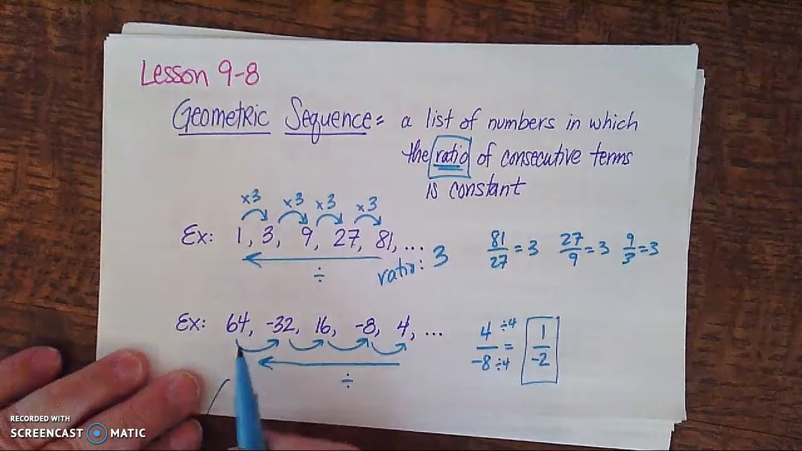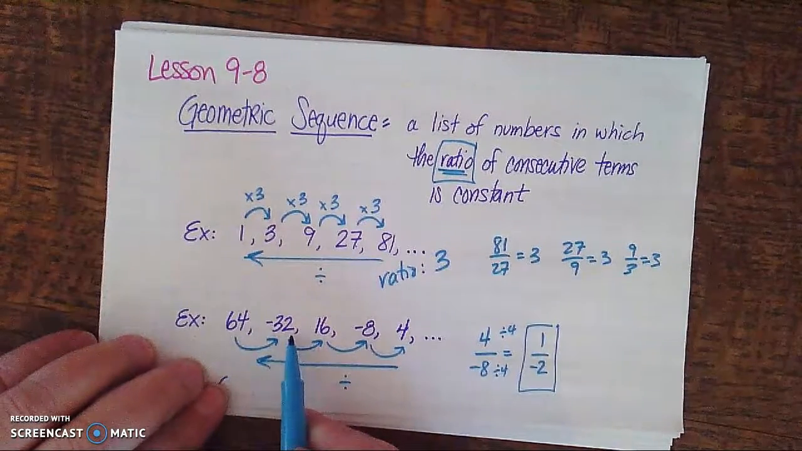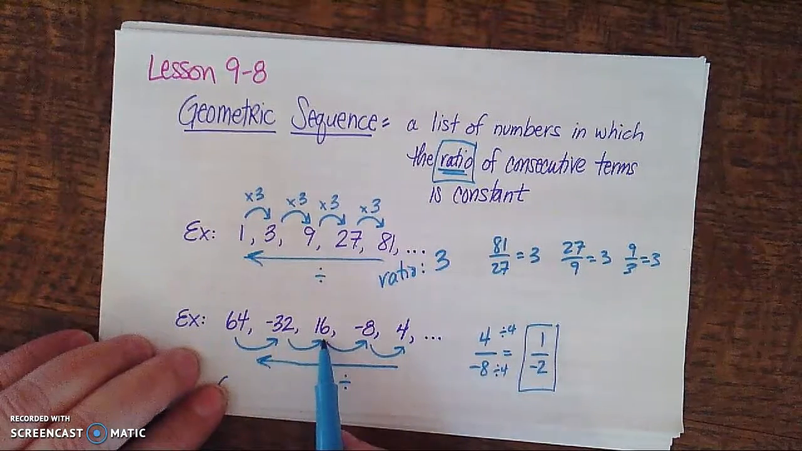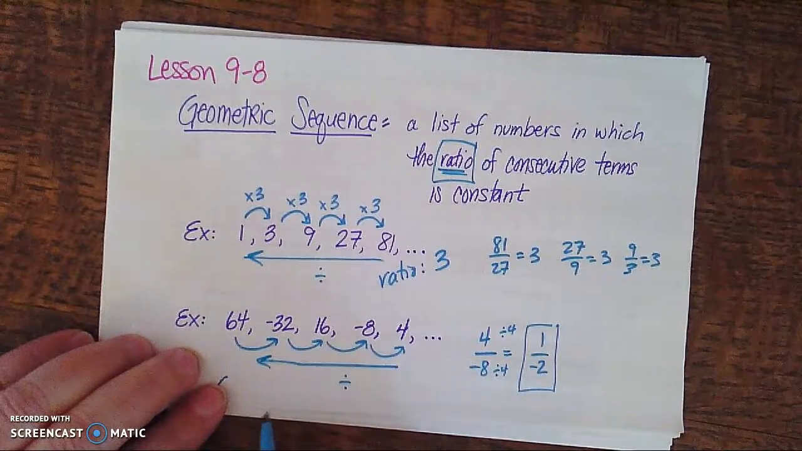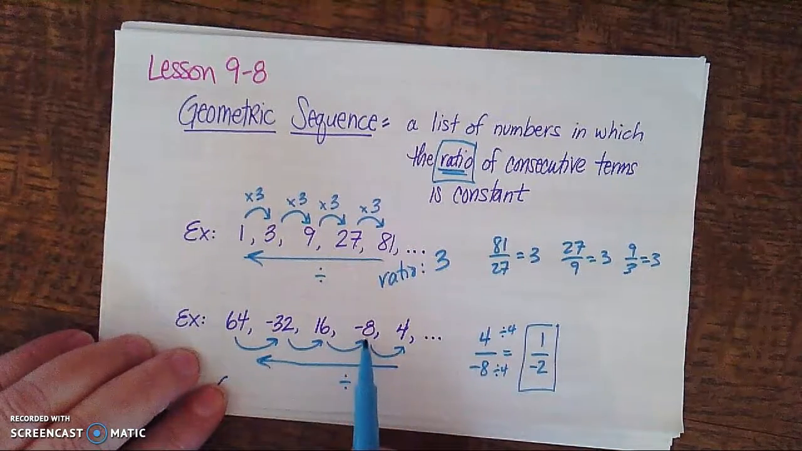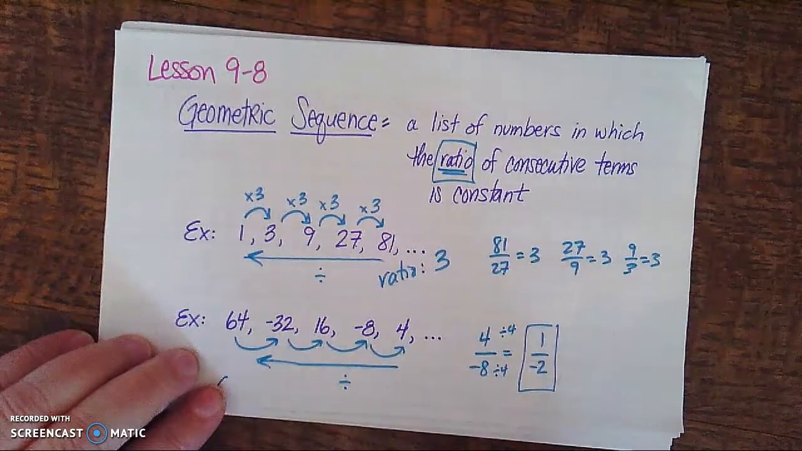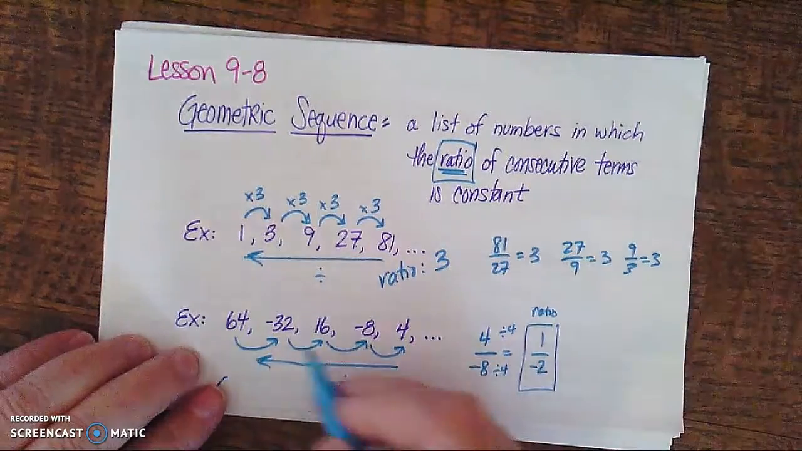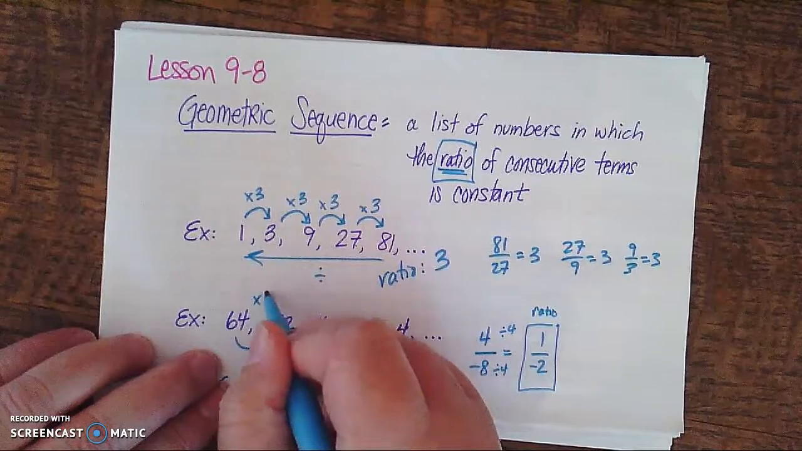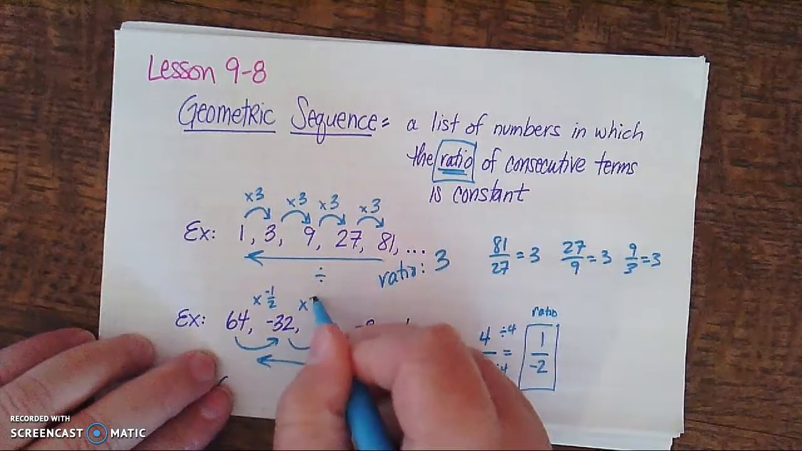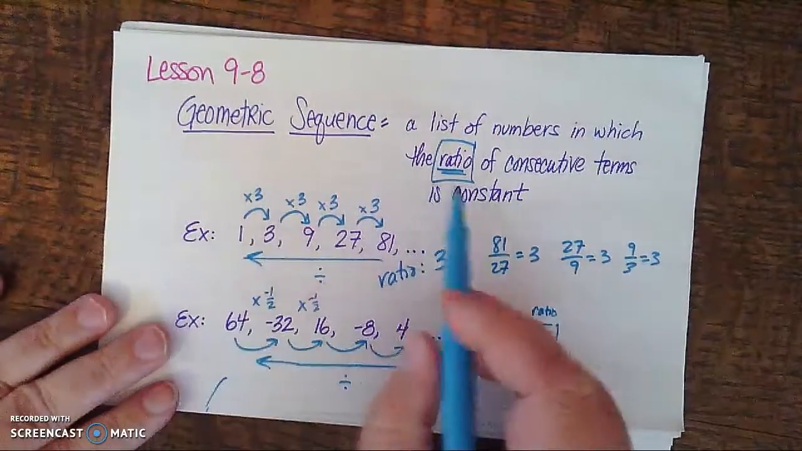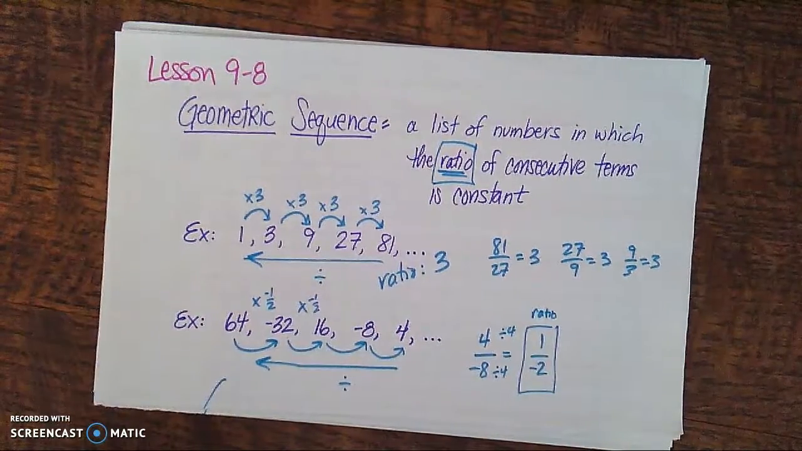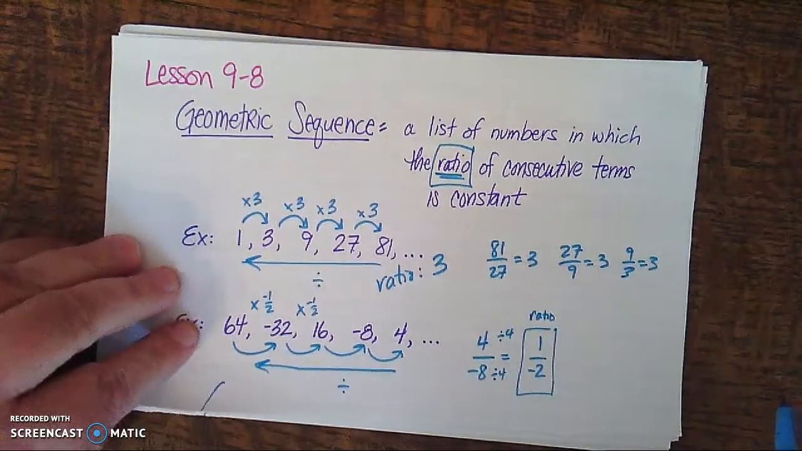64 times negative half. Positive 64 becomes a negative 32. Half of 64 is 32. Do it again. Half of 32 is 16. The negative changes, alternates that sign. Half of 16 is 8. Half of 8 is 4. No problem. So this would be the common ratio for this one. We're always multiplying by negative half. So a geometric sequence is a list of numbers, and to get to the next term or the next number, you're always multiplying by that same ratio.